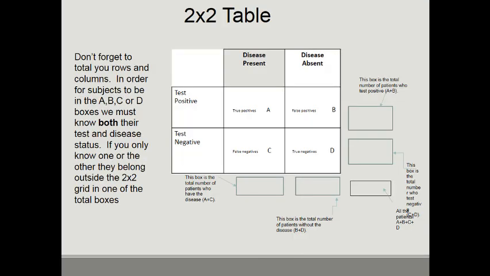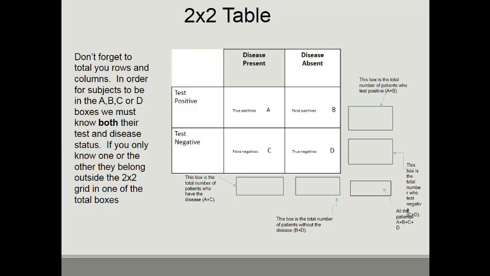This is where we're going to start building a 2x2 table. You will see our columns are labeled by disease status and our rows are labeled by test status. If the subject is in box A, he or she has the disease and tested positive. That's one of the results we would like to see. It's a true positive. But if the subject is in box B, unfortunately, he or she still tests positive but does not have the disease. That's an extremely stressful situation for someone to be in.